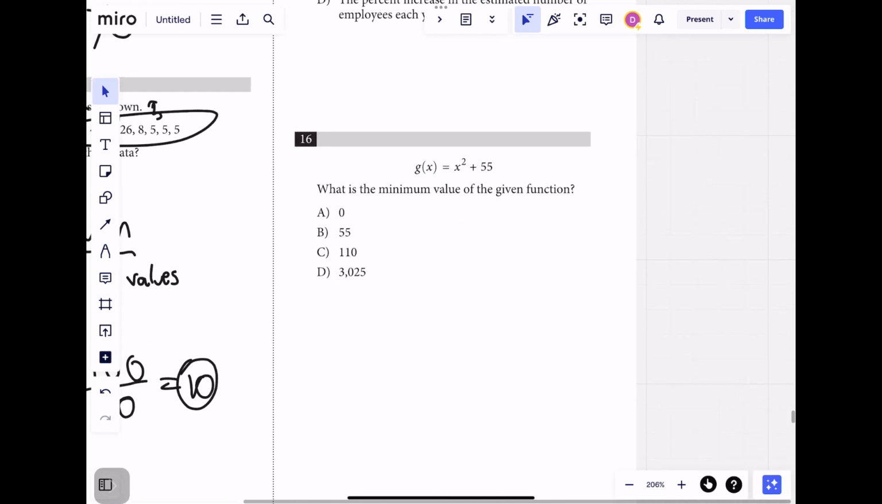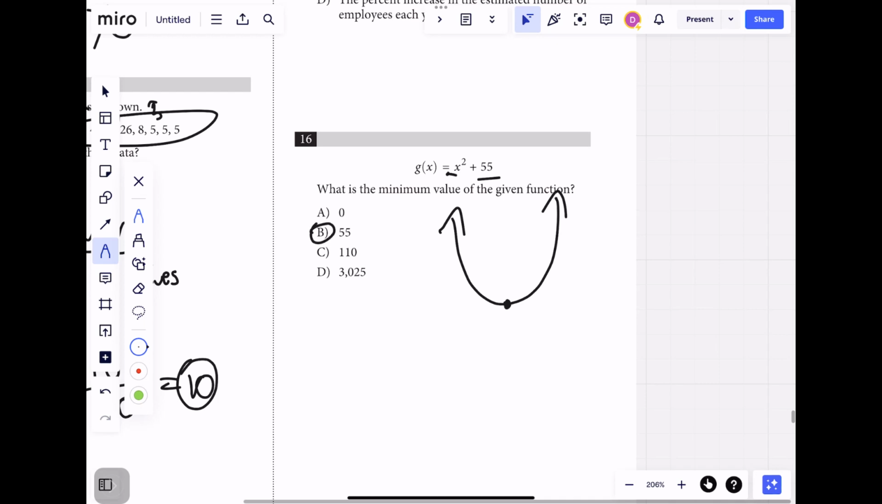What is the minimum value of the given function? You can see that the coefficient is going to be 1, so it's going to be facing upwards, and it's also just x squared. The y-intercept is at x equals 0. So the y-intercept, or the minimum value, is 55.